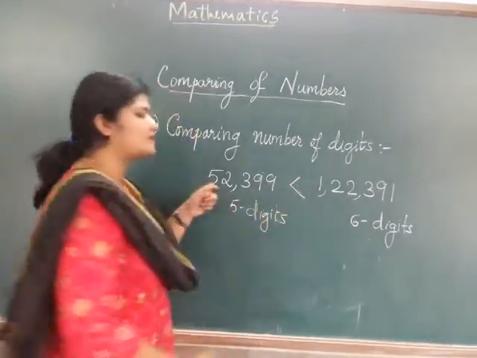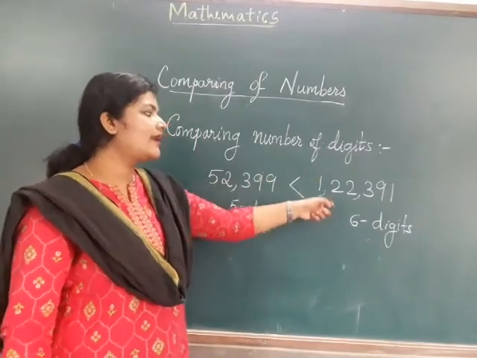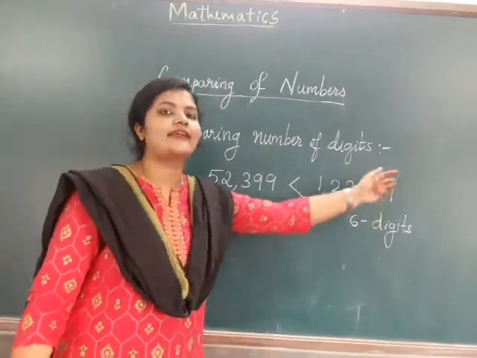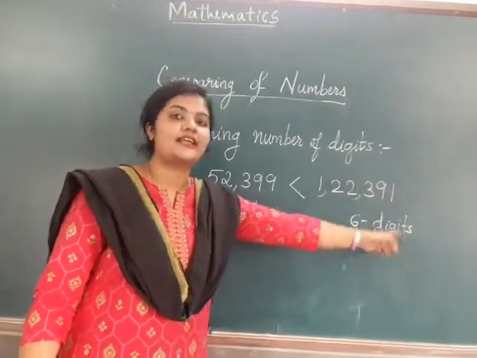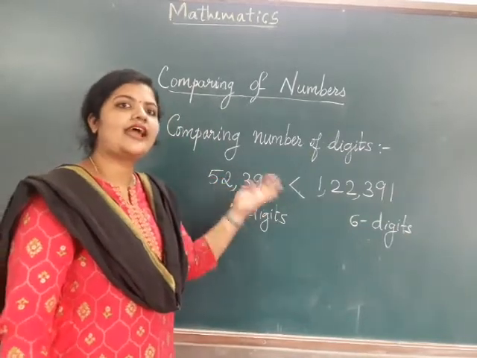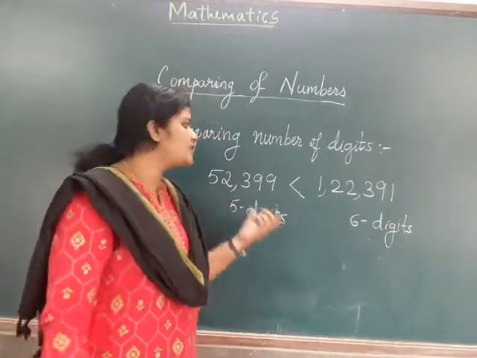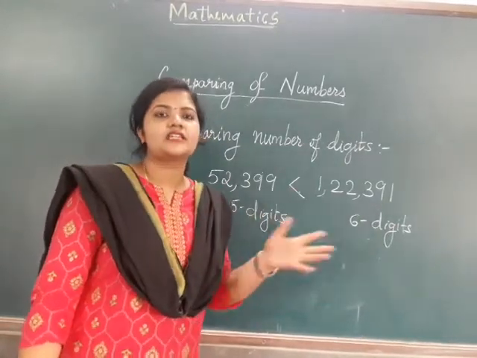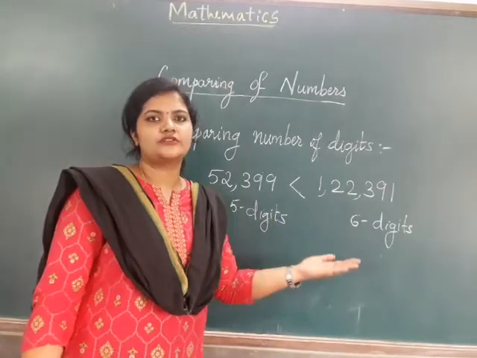Therefore, 52,399 is less than 1,22,391, or 1,22,391 is greater than 52,399. Now if you get another question where both the numbers have the same number of digits, what will you do? So let's look into the next step.